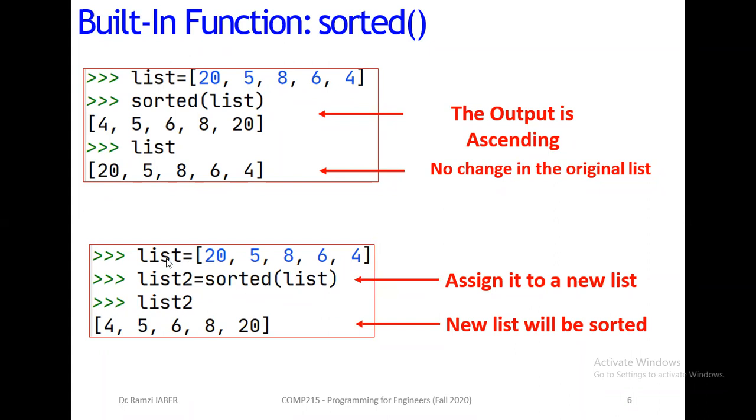Example here, the same list as above. I can assign a new list called list2 equal sorted list. Then right now list2 is sorted in ascending order, but the first one has no change. So if I want to sort the list and copy it to another list, we do it like this. This is method number one.